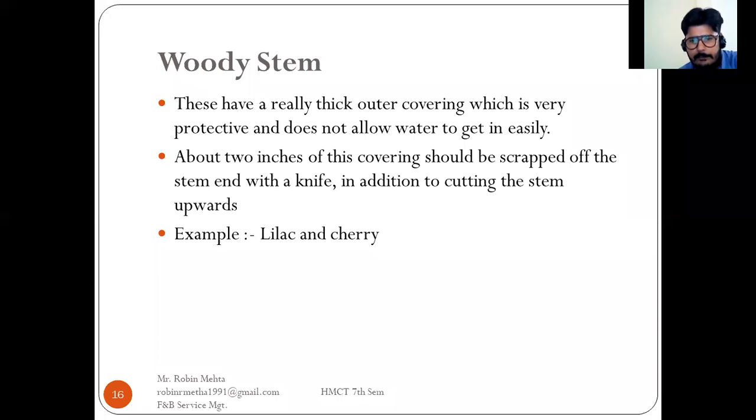Stem end with the knife, in addition to cutting the stem, we scrape off, which means we remove the outer layer, the protective layer on the woody stem. Then we put it into the water, and it starts absorbing, and the water travels to it easily. For example, lilac and cherry. These are two examples which have woody stems.